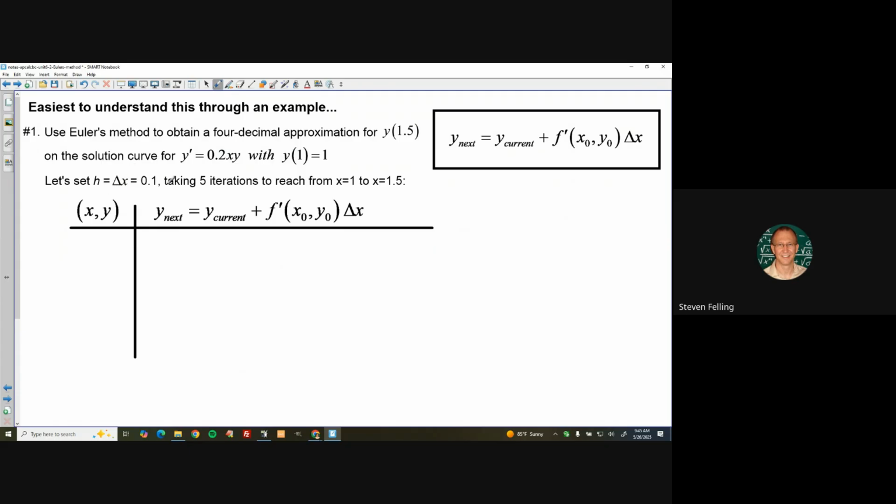we're going to go from x equals 1 to x equals 1.5. And to try to stay pretty close, we're going to only go up a tenth at a time. So the delta x is only going to be a tenth. So we're going to go from x equals 1 to x equals 1.1 to 1.2 to 1.3 to 1.4. It'll take us 5 steps to get to 1.5.